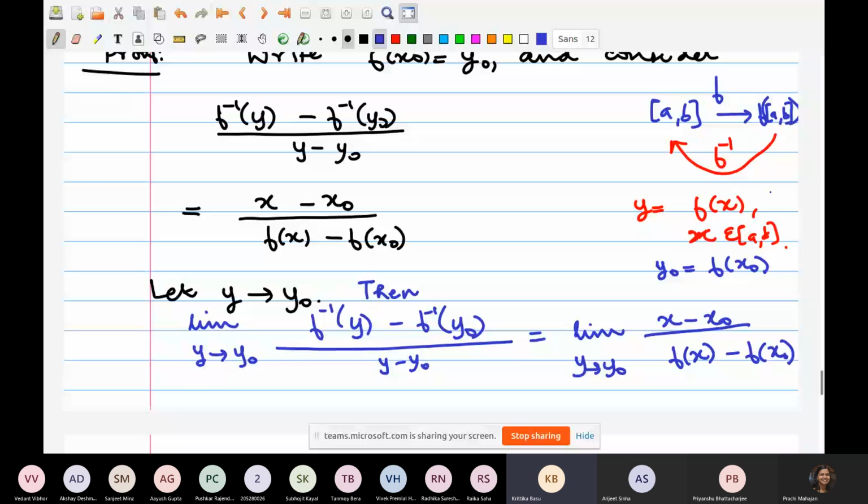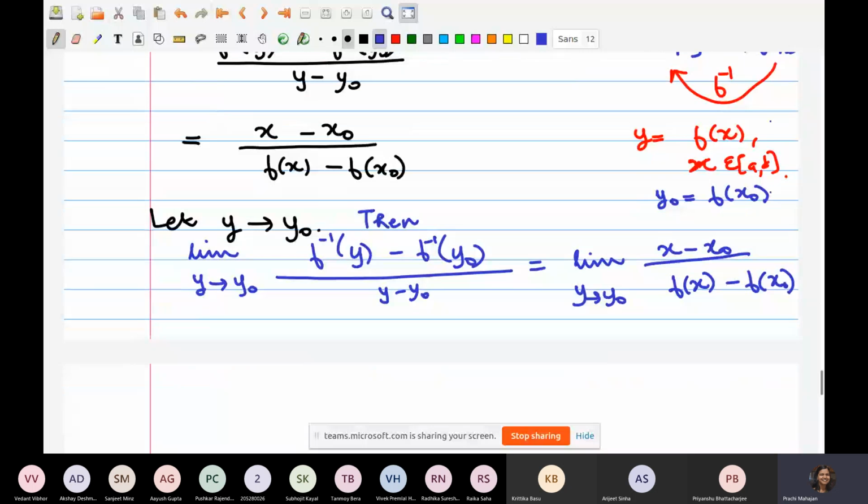Ma'am, we can take the limit as x tends to x naught. So we would like to switch to the limit as x tends to x naught. That seems like a good idea because we know that the derivative of f at the point x naught exists and it does not vanish. So the right hand side looks like we would like to get rid of this y going to y naught and replace it by x going to x naught. And if we can do that, as Kritika is suggesting, we should look at the following thing.